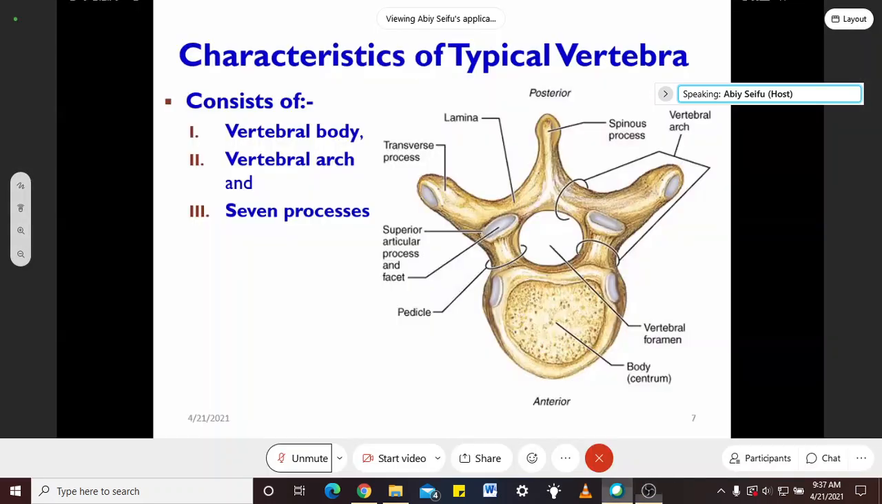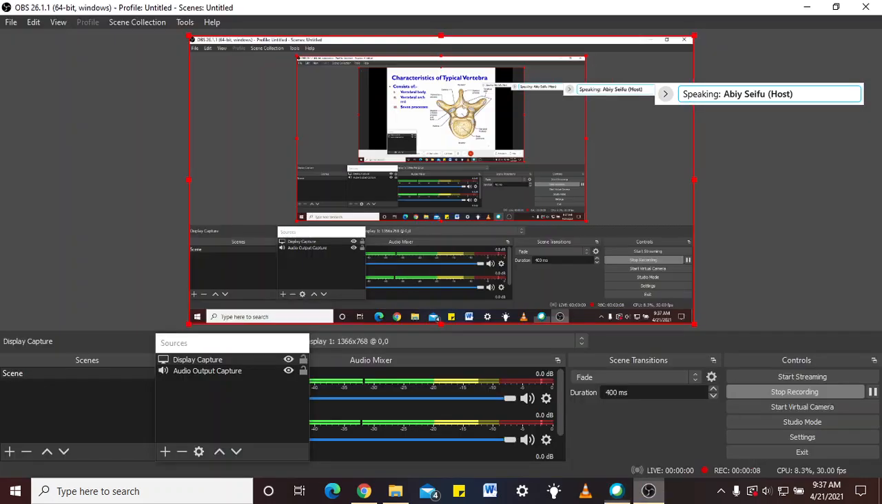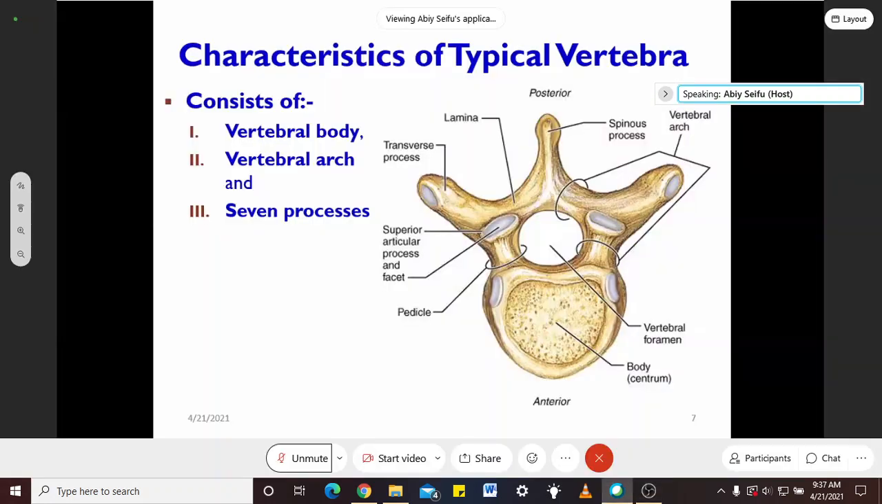The vertebrae are segmented into typical and atypical ones. The typical ones contain most of the common features, whereas the atypical ones may have additional features, or they may miss some of the common features that are present on the typical one.